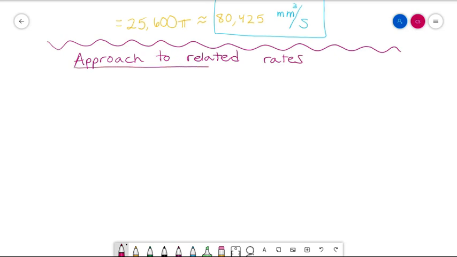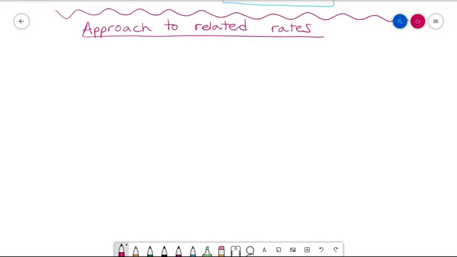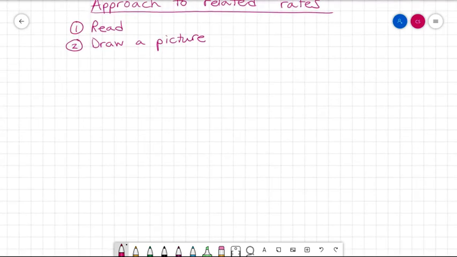Okay, so my first hint, well, let's go super basic. We have to read the problem first, right? And we have to recognize that we're talking about two different rates, right? In that last example, we had the rate of the radius, and we were asking about the rate of change of the volume. So we have to realize that we're dealing with two different rates. So reading the problem is important and figuring out those keywords. Always draw a picture. Especially when we have all these variables interacting with each other and we have all these different formulas, drawing a picture is going to be important.